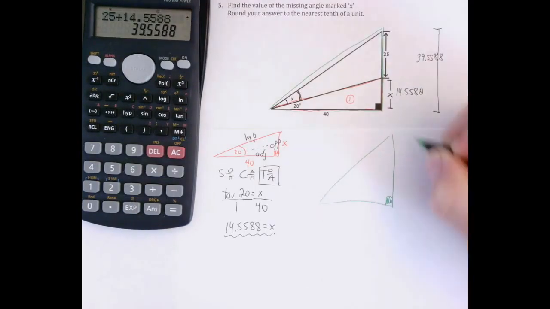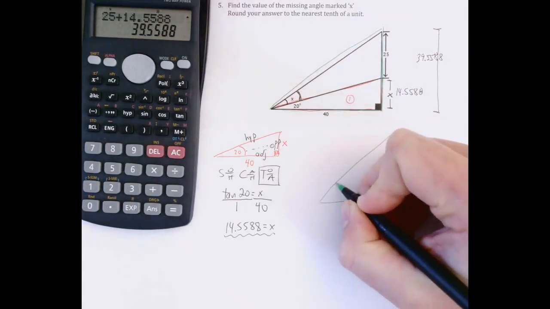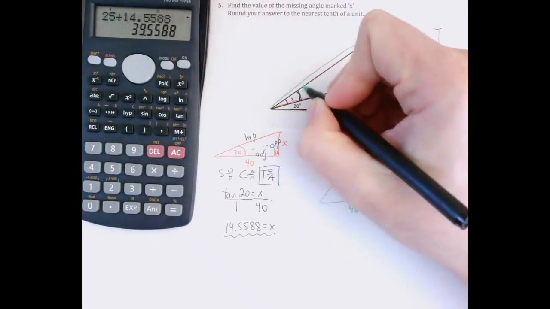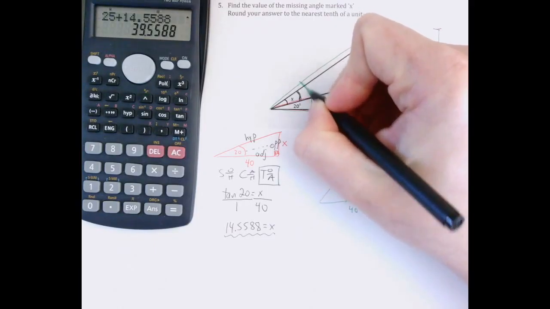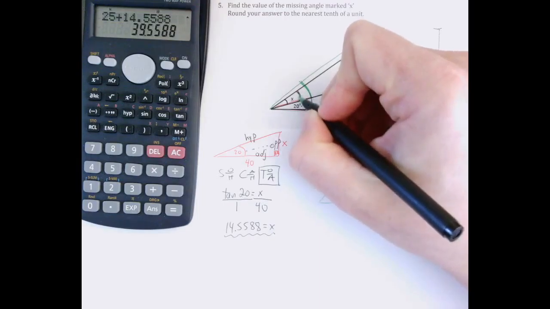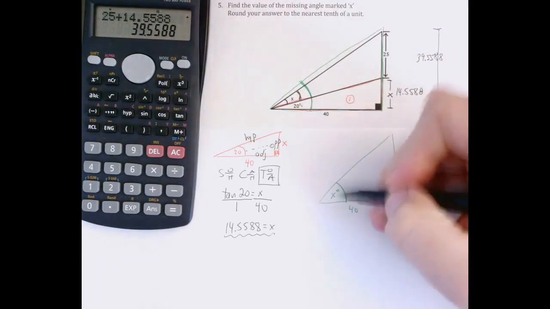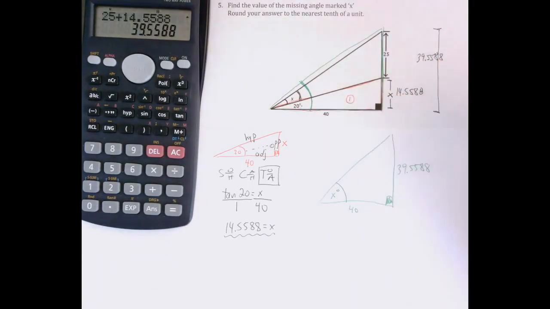I've got a right angle. This side is 40. This side's 39.5588. I'm going to be able to find this whole angle here. Now that's going to give me this measurement here. And whatever this is, minus 20 degrees, is going to give me what's left in this triangle. So I'll call this x degrees for now. But from this, I'm going to have to subtract 20 to get that final answer.